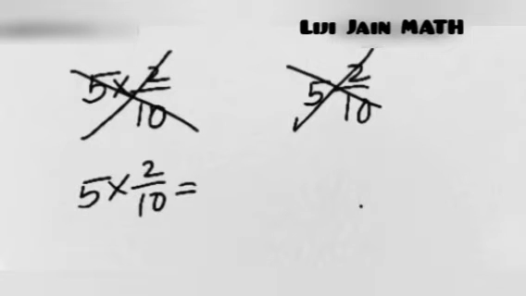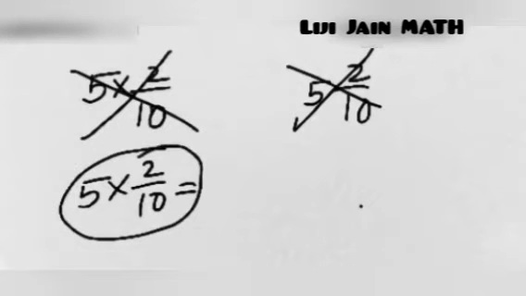This is the product of these two. Whereas 5 2 by 10 means what? Do you remember what is 5 2 by 10? Yes, this is a mixed number or mixed fraction.